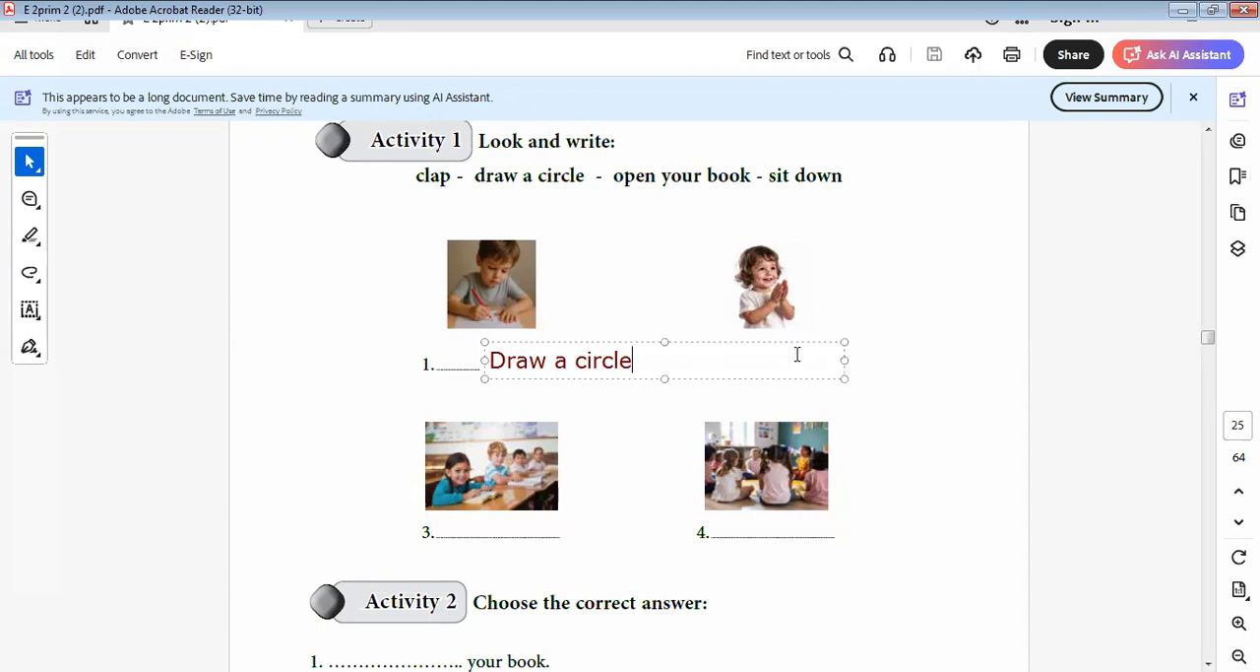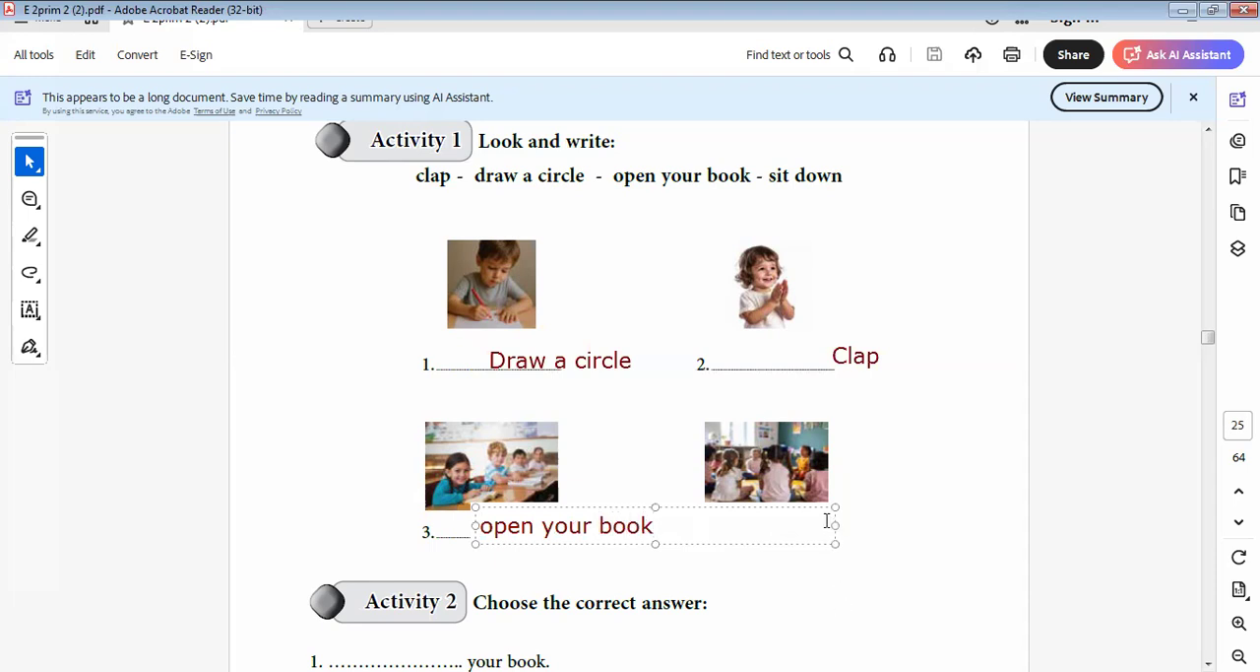The next picture, what will it be here? It will be clap. When we say clap your hands, okay? Clap your hands means we clap with our hands. This one, what are these pupils doing? Here is opening the book. Here is open your book. I think we see here in the picture, open the book. You open your book. These pupils open your book.